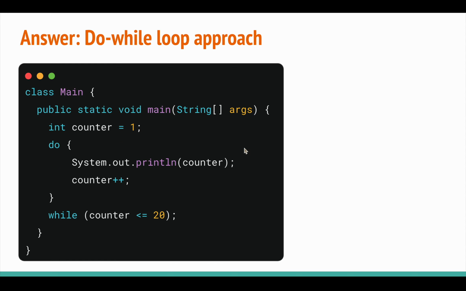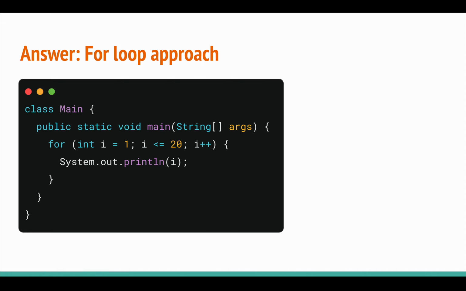For the do while loop approach, it's somewhat similar. You have the counter set to 1, you're printing the counter first, and then you're incrementing it, and then the condition is the same, where you're checking while counter is less than or equal to 20, continue printing. And lastly, the for loop approach, which I personally like better because it's short and easy to use. You have the for initialization, i is equal to 1, i is less than or equal to 20, and the i plus plus, or i increased by 1, and you're simply printing out i 20 times, so 1 to 20.